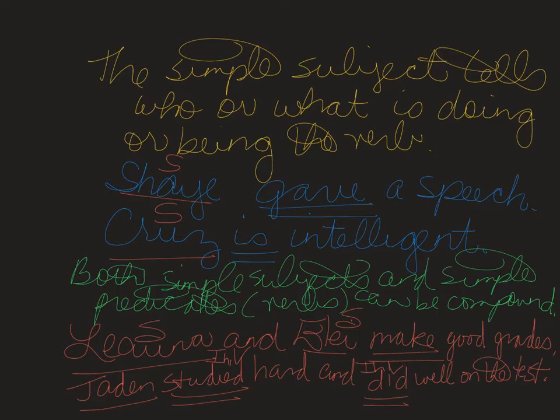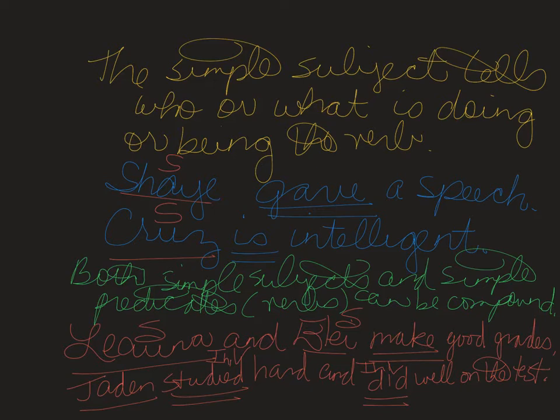And then the next sentence, Cruz is intelligent. And yes, you are very smart, Cruz. Is our simple predicate or simple verb here. It is a linking verb in this case. Who or what is intelligent? Cruz is our simple subject. Again, is our simple predicate or simple verb.